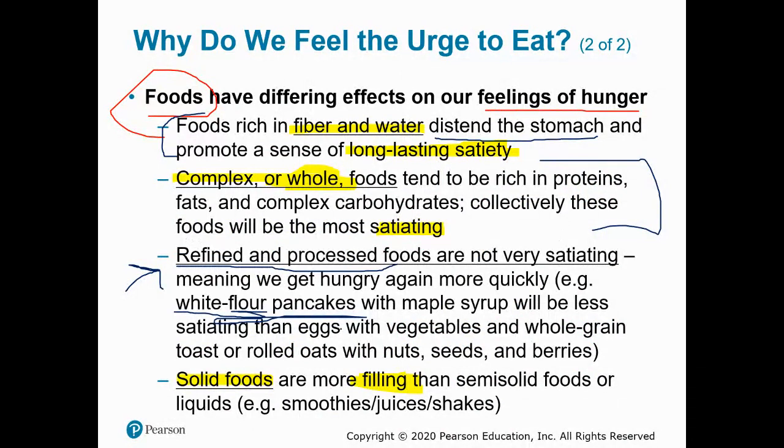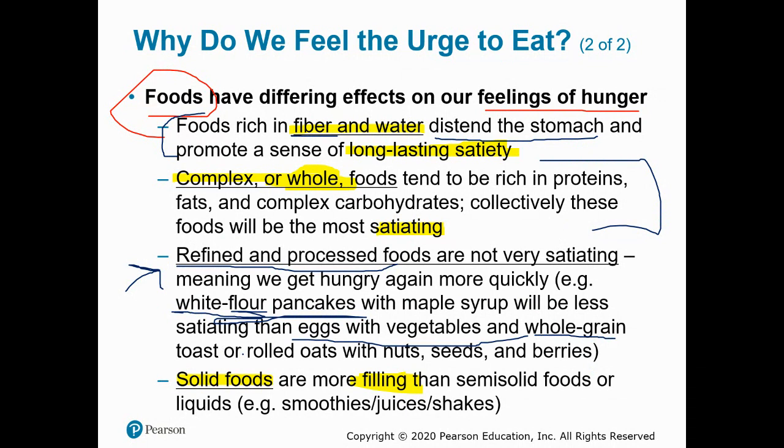Oh, I only give one example here. So whole wheat or white flour pancakes with maple syrup would be less satisfying than something like eggs with vegetables and a whole grain toast. So yes, flour food here, but we'll talk more about this in chapter 4 when we talk about carbohydrates. Whole grain bread is going to be less processed, so it still retains a little bit more of the complexity and a little bit more of the fiber than a refined or processed white flour pancake.